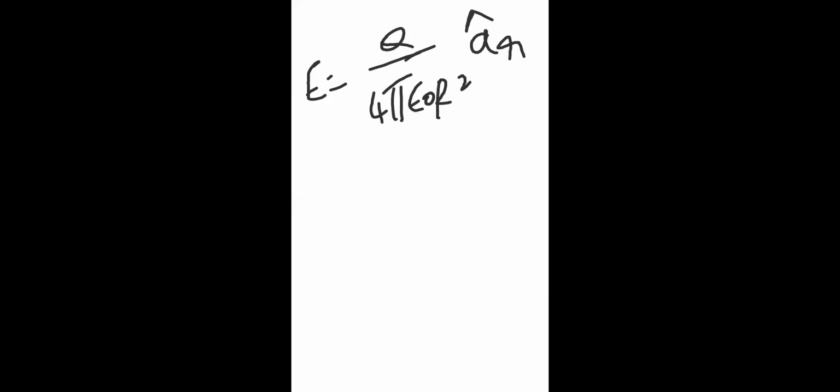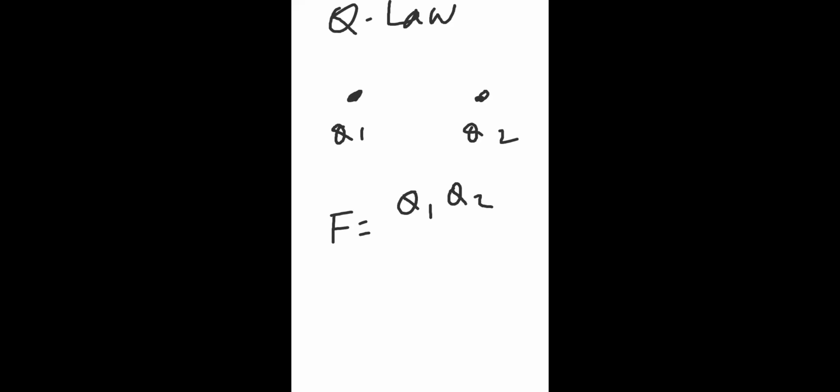So we have this equation. Next, we have seen Coulomb's law. In Coulomb's law, if we take two charges, say Q1 and Q2, we have seen the force between the charges. The force between the charges F is equal to Q1 Q2 divided by 4 pi epsilon naught R square, where R is the distance between these two charges.